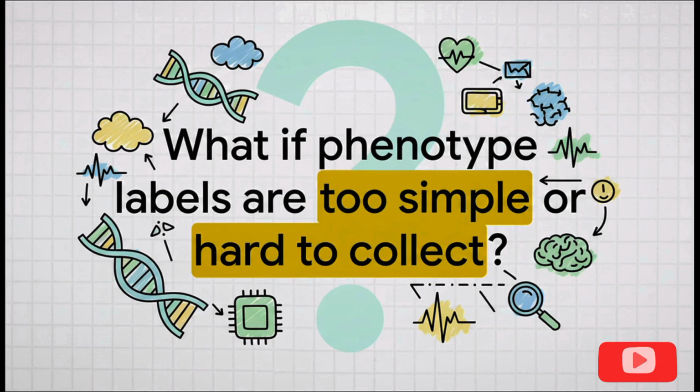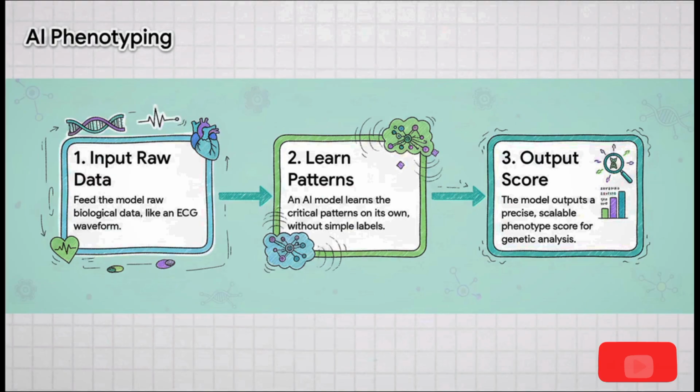Plus, how are you ever going to get a doctor to sit down and create detailed labels for a million people? You can't. It's a massive bottleneck. And this is where AI phenotyping just completely changes the game.